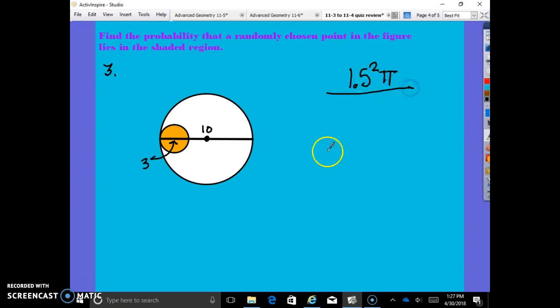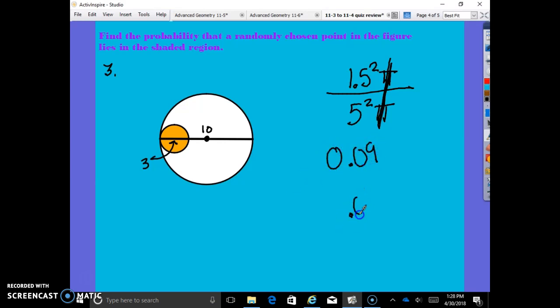The area of the shaded circle, the small shaded circle, out of everything. What is the radius of everything, of the large circle? So 5 squared pi, pi r squared. The pi's cancel each other out. 1.5 squared divided by 25 equals 0.09.